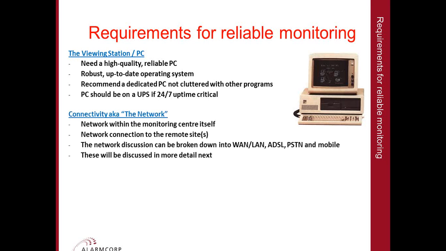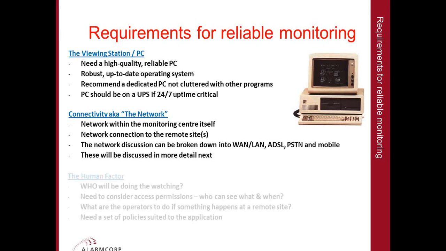Next, connectivity, also known as the network. Now, the network can be the network within the monitoring center itself, but it's also the connection to the remote sites. So the network discussion can be broken down into WAN, LAN, ADSL, PSTN, and mobile, and these will be discussed in detail next. Finally, the human factor.